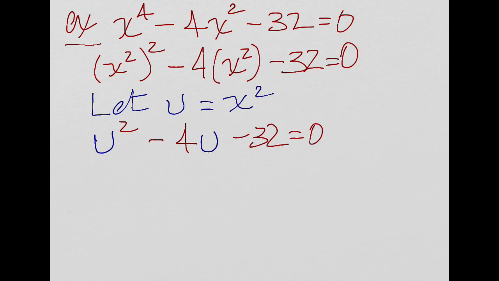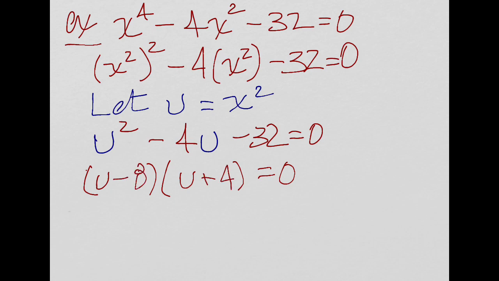Here again, this is something that will factor. This is my two binomials set up here. Two numbers that multiply to negative 32 and also add to negative 4. I think minus 8 and plus 4 will do the trick. So we got minus 8u plus 4u is minus 4u. Negative 8 times positive 4 is negative 32. Yep, that works.